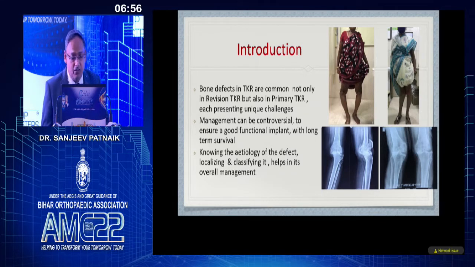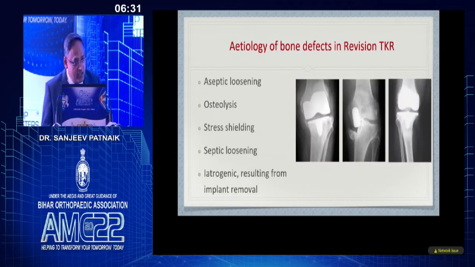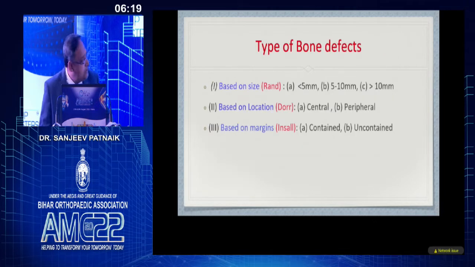Knowing the etiology of the defect, localizing and classifying it will help in the overall management. Now, the etiology in primary total knee arthroplasty is especially either osteonecrosis, bone cyst, it may be a sequelae of fractured tibial plateau or femoral condyle, any inflammatory arthropathy, or previous tibial osteotomies. In the revision scenario, it could be due to aseptic loosening, osteolysis, stress shielding, septic loosening, iatrogenic, resulting from implant removal.